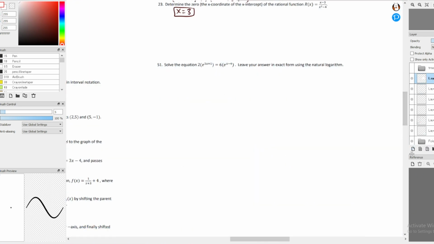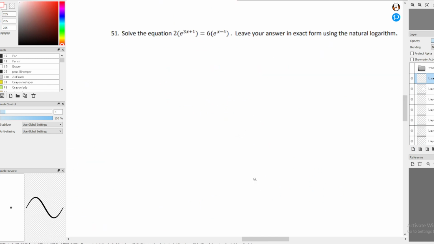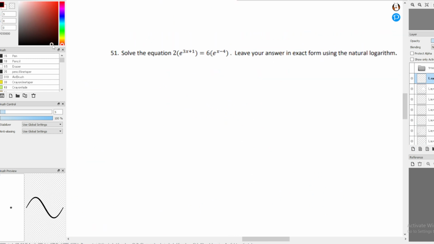51 says solve the equation 2 times e to the 3x plus 1 equals 6 times e to the x minus 4, and we want to leave it using the natural logarithm. So this one is tricky. Our ultimate goal is to get x by itself, but there's going to be a lot of winding and twisting trails. So we're going to divide both sides by 2 first. We'll get e to the 3x plus 1 equals 3 times e to the x minus 4.